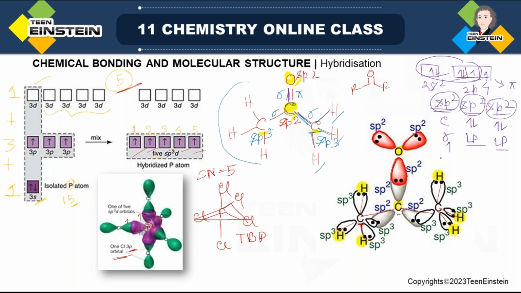The first sp2 is used up for sigma bond formation with carbon, and the p orbital, which is not part of hybridization, will be used up for pi bond formation with carbon. So in this way you can explain the hybridization of all the carbon atoms and the oxygen atom in the molecule acetone.